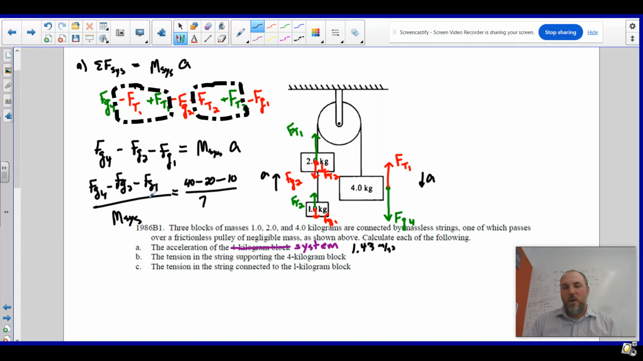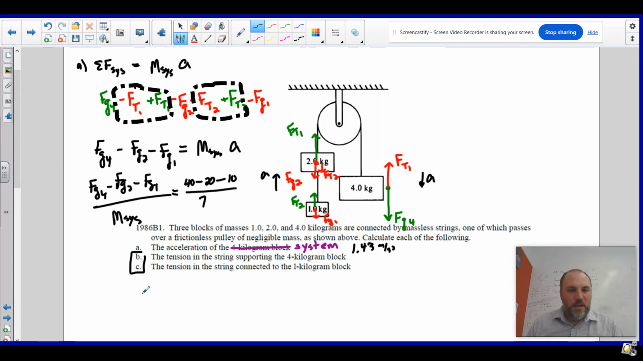But maybe this is a qualifying type thing where the tension would break or the rope would break after a certain tension. So in part B and C, they're asking us to go back in and find the tensions in those strings. So that's what we're going to do next. I'm actually going to start with the tension in the 1 kilogram block, and I'll do that because I like to find the tensions when they're in the positive direction. I certainly could go to the 4 kilogram and solve for T1 that way. But I'm going to go to the 1 kilogram and solve for tension 2, which is the upward tension on the 1 kilogram.